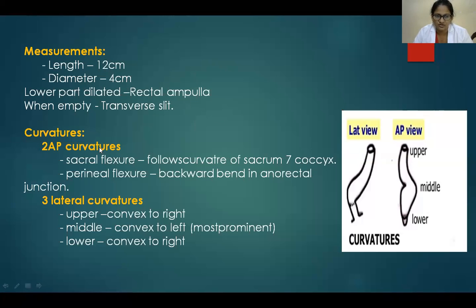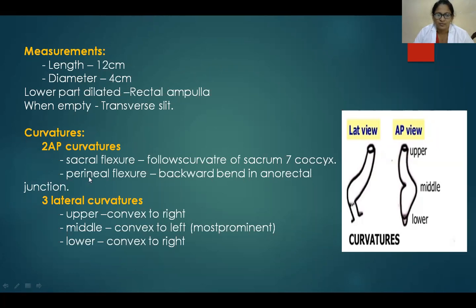Next, coming to the curvatures, it has two anterior curvatures and three lateral curvatures. Anterior curvatures are the sacral flexure. Curvatures are also known as flexures. This sacral flexure, or curvature, follows the curvature of the sacrum and coccyx.